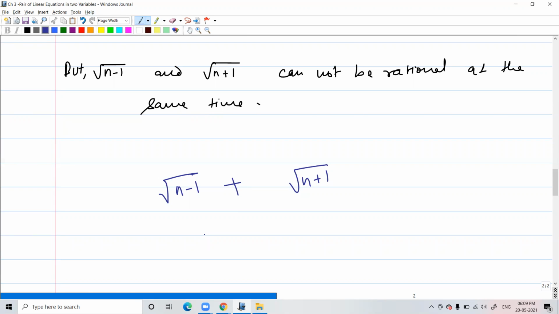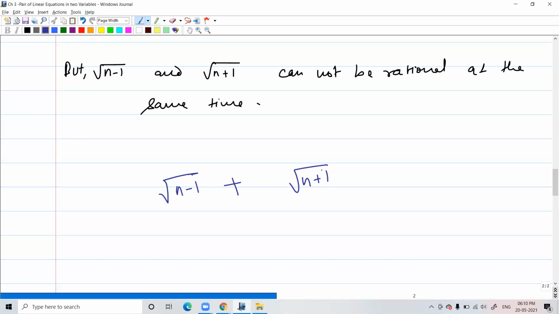No, I don't think so. There is no negative number also which will make n minus 1 and n plus 1 both perfect squares at the same time. And unless they are perfect squares, this will never be rational. For a number inside a square root, it can be rational only when it is a perfect square. So can both of them be perfect squares? Is it possible? I don't think so.